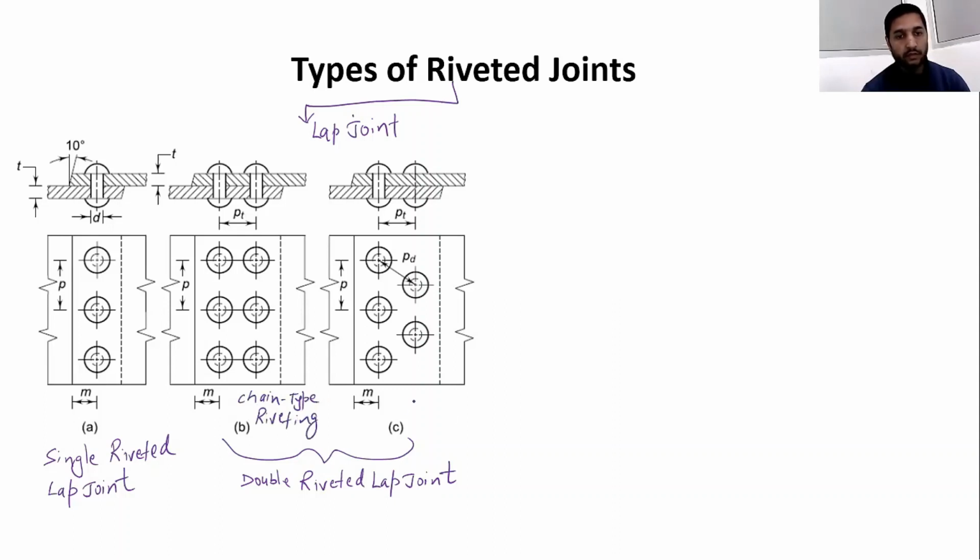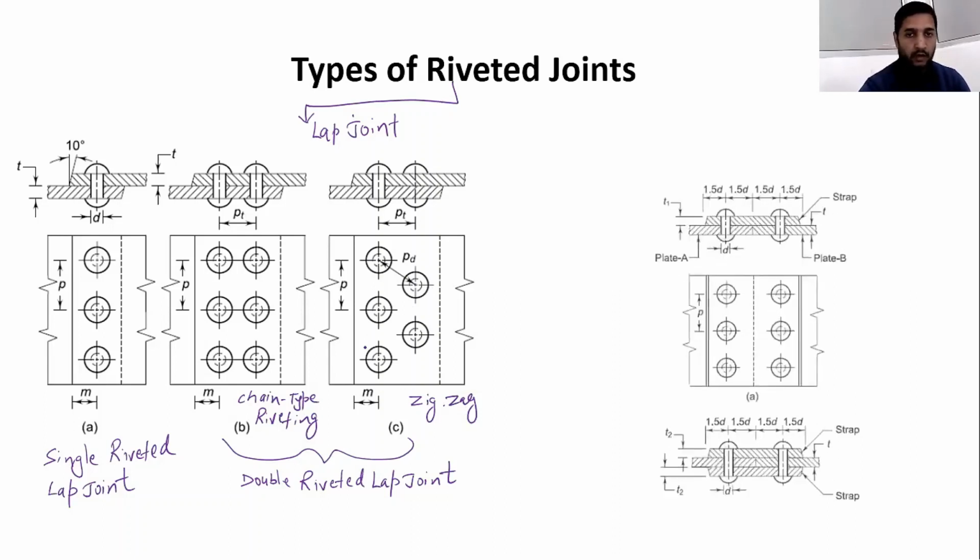And figure C shows your zigzag riveting. Okay, what is the difference between them? I explained to you that the rivets are placed in such a way that in chain type riveting, the rivets are placed so that each row is opposite to each other, and in zigzag, the rivet is placed in between the center of the two rivets of the adjacent row. I hope it is clear.